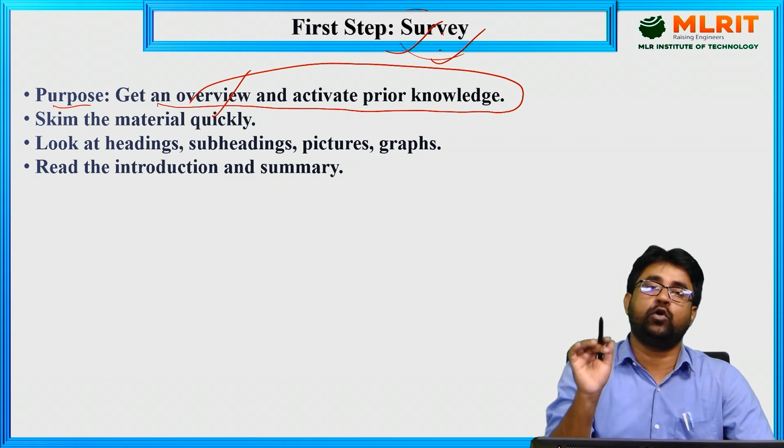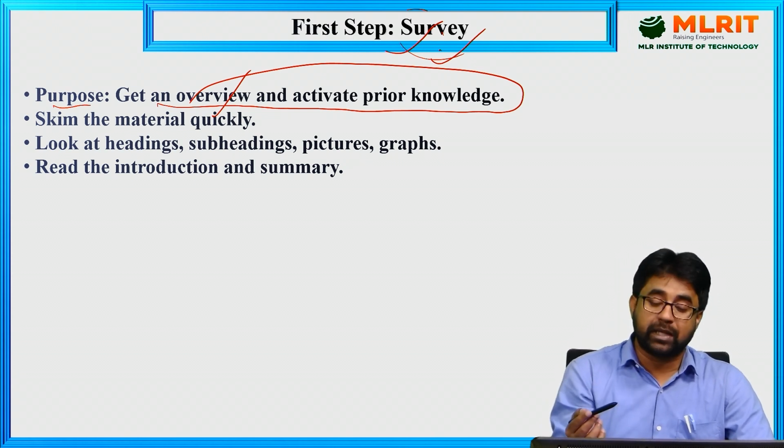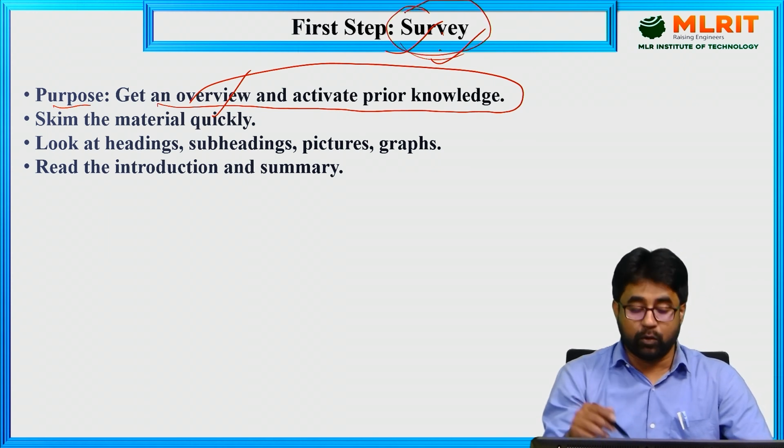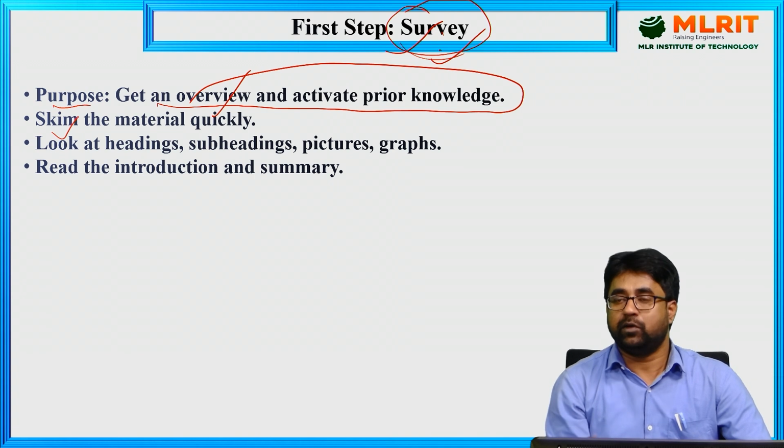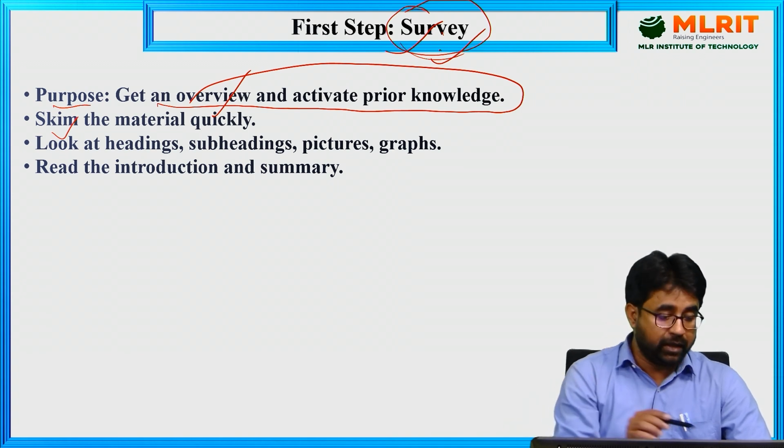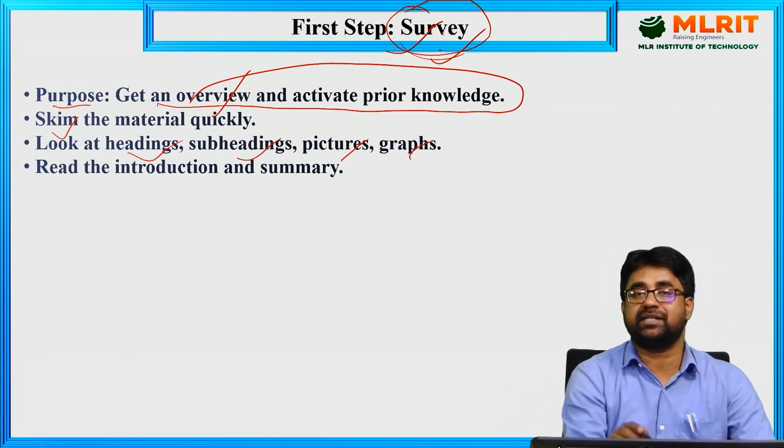First, get an overall idea. Now, how do you get that overall idea? By doing a survey. Now, how do you do the survey? Skimming through the material quickly. Do not read each and every word. Just skim through it. Look at the headings, subheadings, pictures, graphs and all the things.